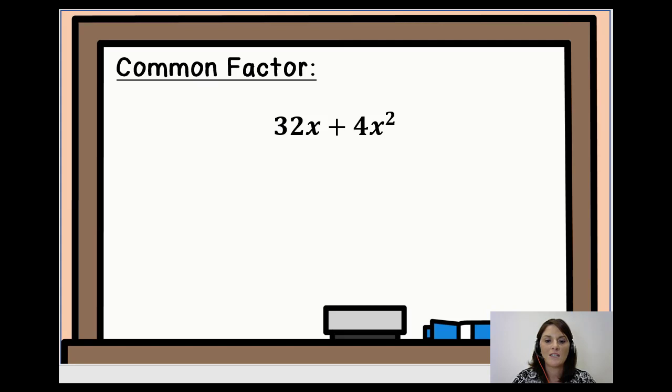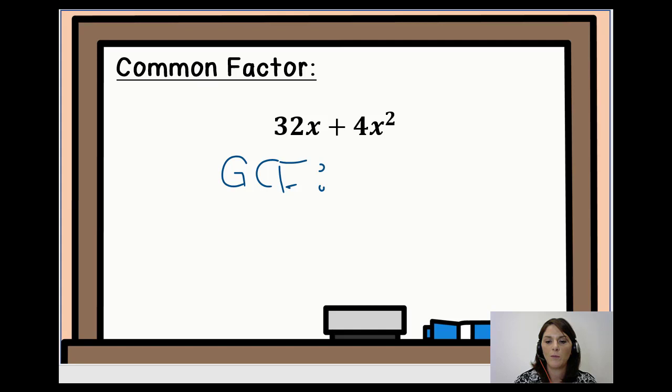Okay, so let's get right into common factoring now. So we're looking for a number or variable that's common between 32x and 4x squared. So first let's take a look at the coefficients, the numbers in front of the variables. So let's look at the factors of 4. So we have 1 and 4 and 2 and 2. So 1, 2, and 4. And then we're going to look at the factors of 32. So go ahead and make your list if you need to. So the greatest common factor between 4 and 32 is 4.